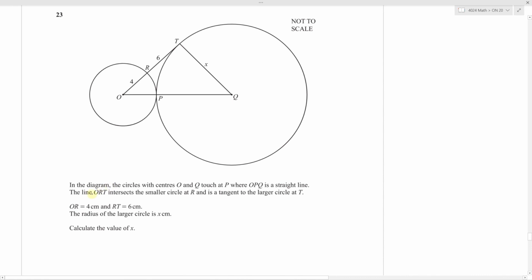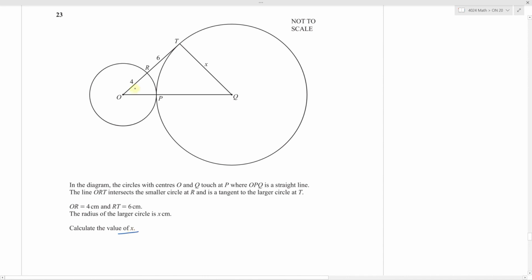The next question is: in the diagram, circles with center O and Q, this is the center and this is the center of this larger circle, touch at P, where OPQ is a straight line. So this is a straight line. The line ORT intersects the smaller circle at R and is a tangent to the larger circle at T. OR is 4 and RT is 6 centimeters. The radius of the larger circle is X centimeters. So this is the radius of the larger circle. Calculate the value of X.